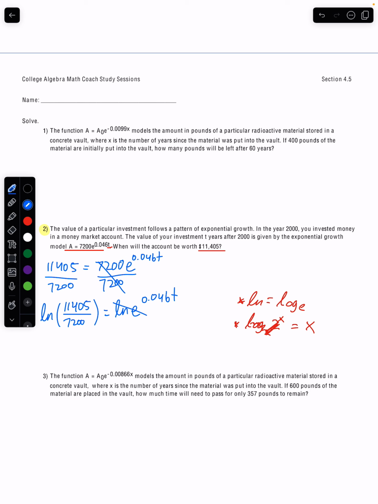Since that cancels out, we're left with ln 11405 over 7200 equals 0.46t. Divide both sides by just 0.46. And if you plug that mess in your calculator, you'll get about 10 for t.